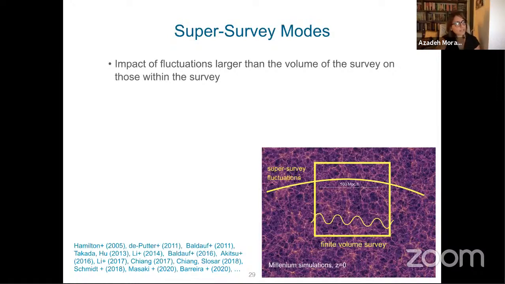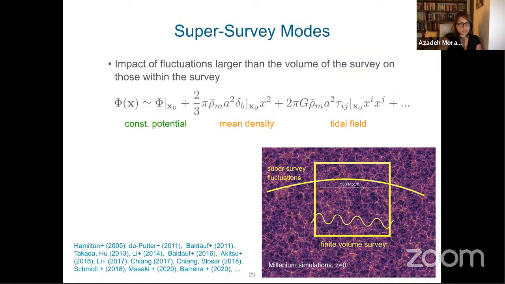Up to here, as I said, we talked about clustering statistics of fluctuations that are inside a finite volume survey. But we can also have fluctuations that are larger than the size of a given survey. What is important to ask is, while we cannot directly observe those long wavelength modes, would they impact the measurements of clustering statistics inside the survey? This is something that people have studied extensively.